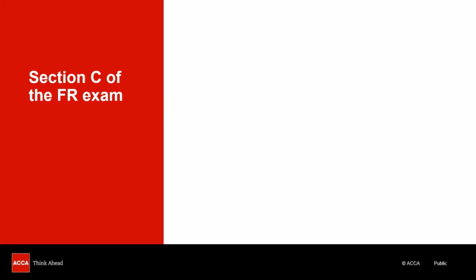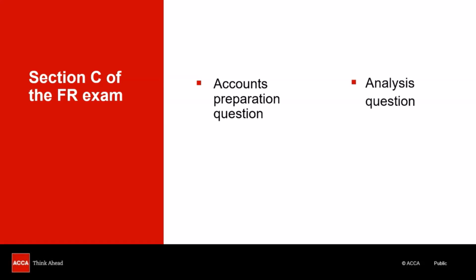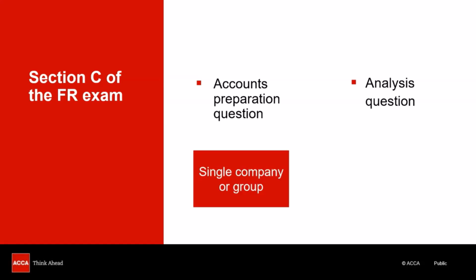Here we are in section C of the financial reporting exam. Section C consists of two long form questions which are of 20 marks each. In section C of your exam, you can have an accounts preparation question, and along with that, you're going to have an analysis question. One question is going to be related to accounts preparation, but that can be either on a single company or related to group accounts. So consolidated financial statements may be required to be made, or single company accounts are to be made.